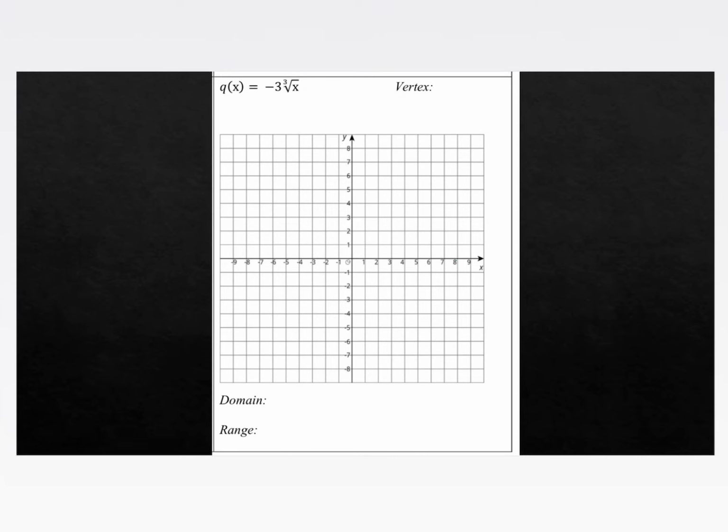Moving on to our last transformation, here we have q of x equals -3 times the cube root of x. Now here, it's not as easy to identify the vertex right off the bat because we don't see any h or k values. Not yet, that is. This is really x minus 0 plus 0. So our vertex is actually at the origin.